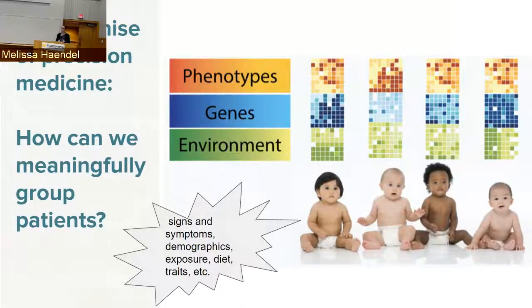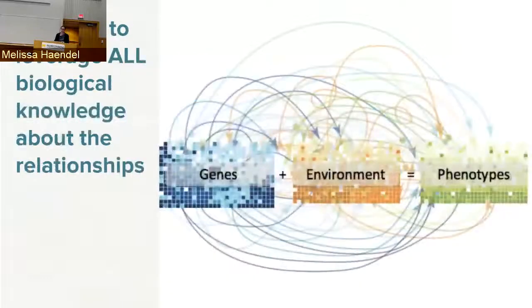So we need to build systems that can grow to accommodate how to sift through all of these data and meaningfully classify patients. It's not enough to just say that we can classify patients. We actually need to find the useful classifications that help us understand how to answer important clinical questions for those patients. But in order to do that, we also need to leverage all the biological knowledge about the relationships between these types of things.